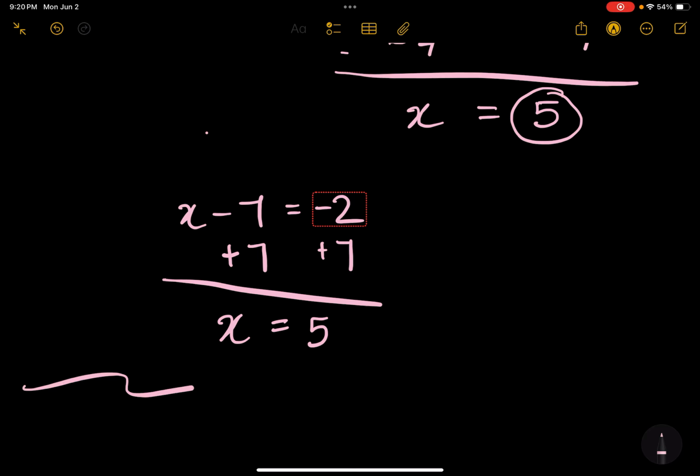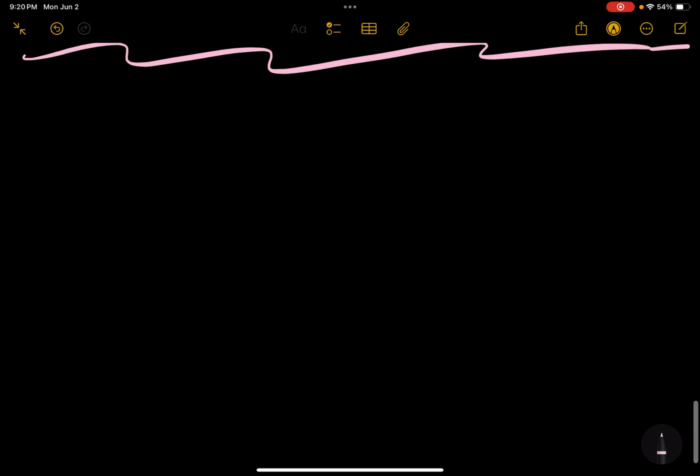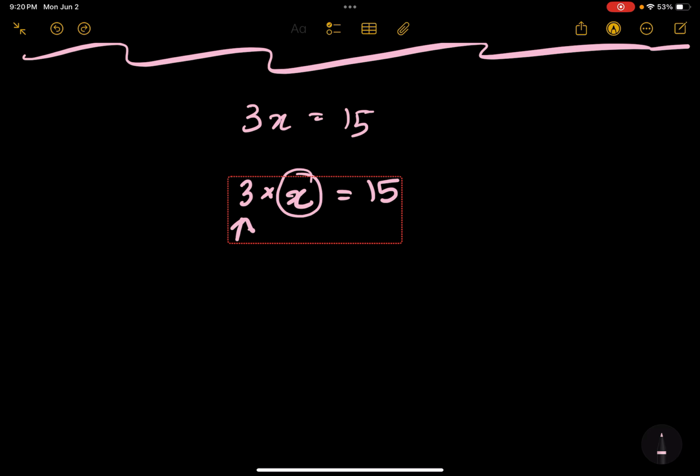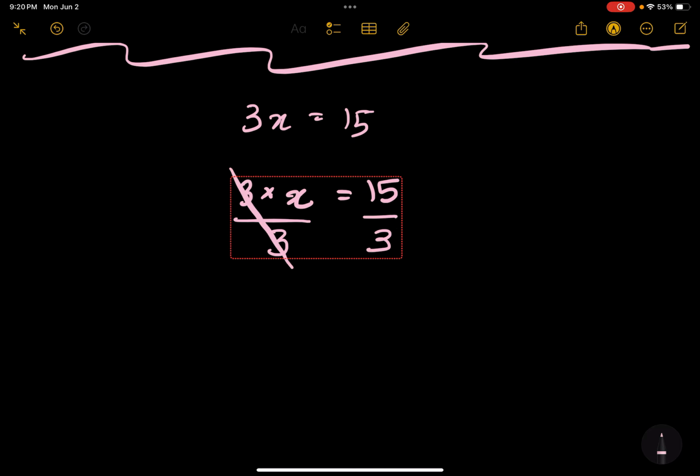Here are some examples with multiplication and division. Let's say we have 3x equals 15. When you say 3x, it's basically saying 3 times x is giving us 15. What are we going to do? We have to do the opposite of multiplication to get the x variable all by itself. We can start by dividing both sides by 3. Then this 3 cancels out, and we have x is equal to 5, because 15 divided by 3 gives us 5.